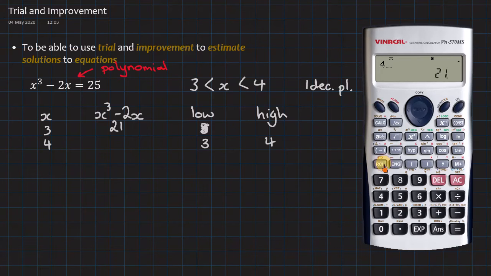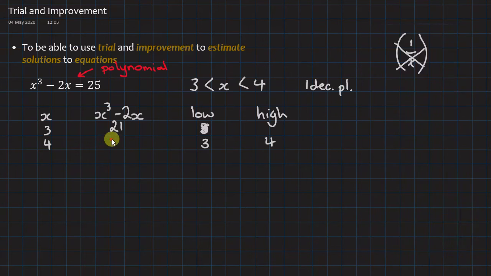Shift, store into X, there we go. And then I can go back up and select my expression again and press equals, and now it tells me 56. Now I know that 25 is between 21 and 56, so the value is going to be between 3 and 4. Next step is make a reasonable guess.